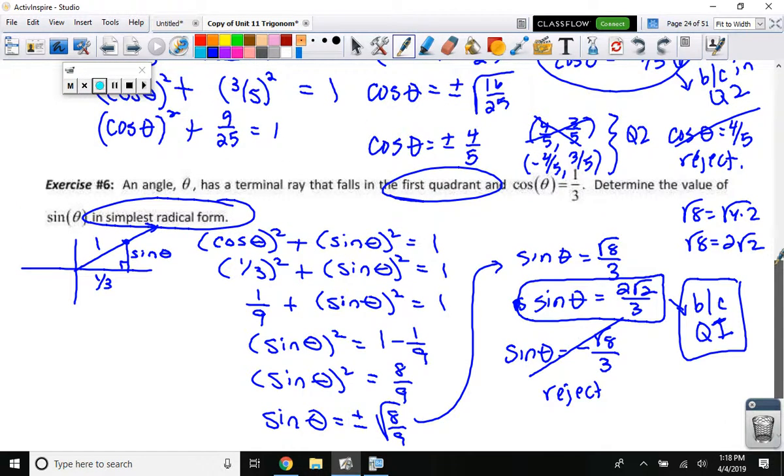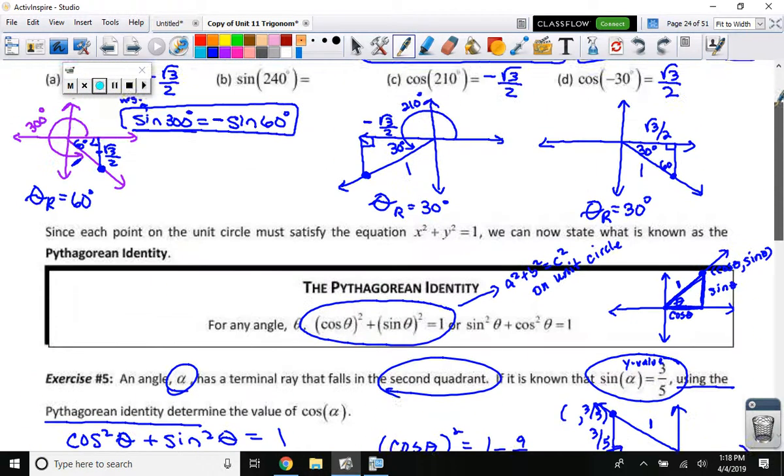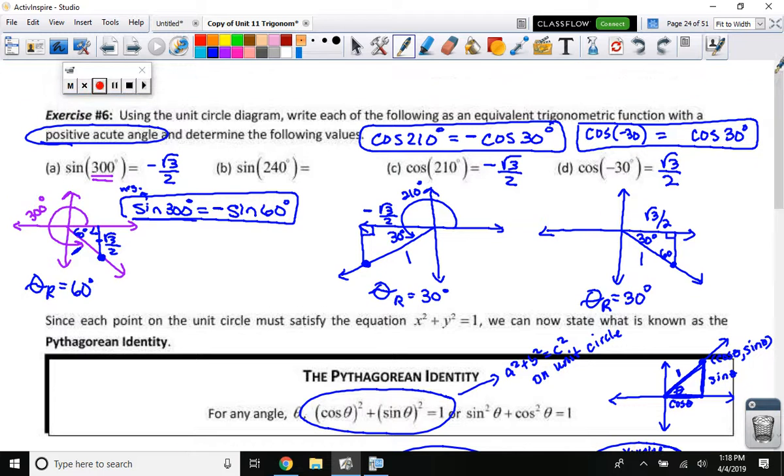So hopefully you got all that. Go back and look at things if you need to. Be ready for Monday. And you have a quiz on Tuesday that includes calculator and calculator.